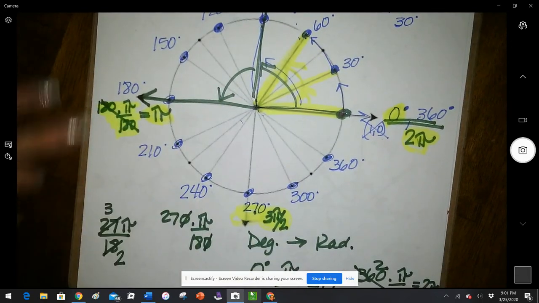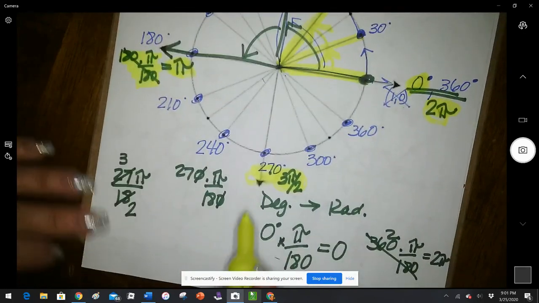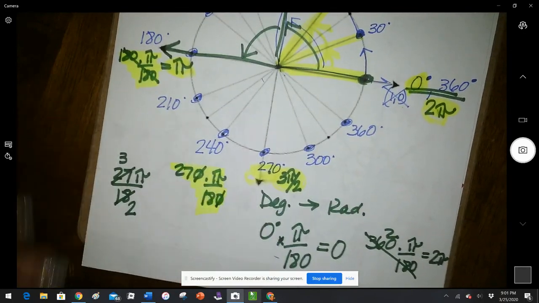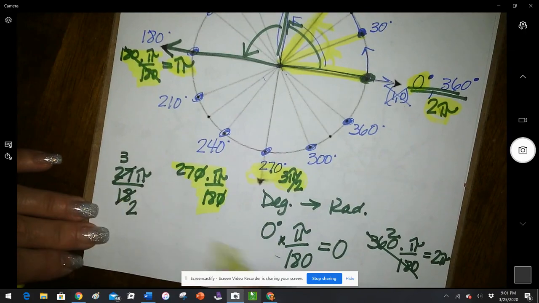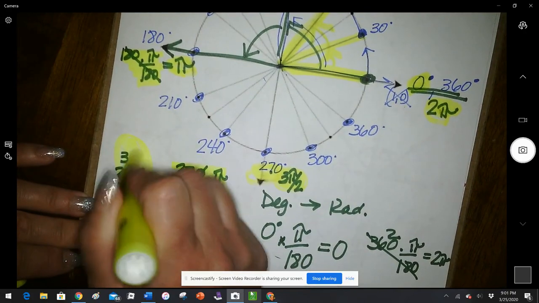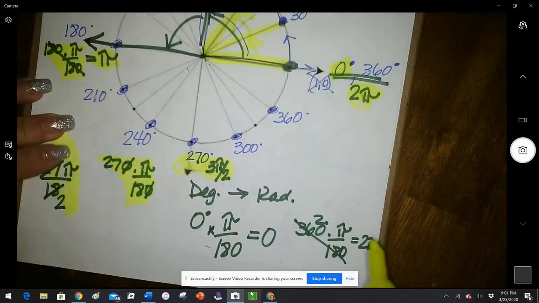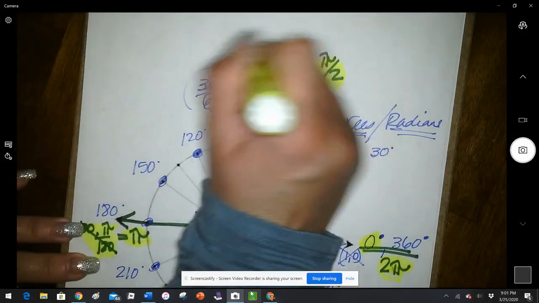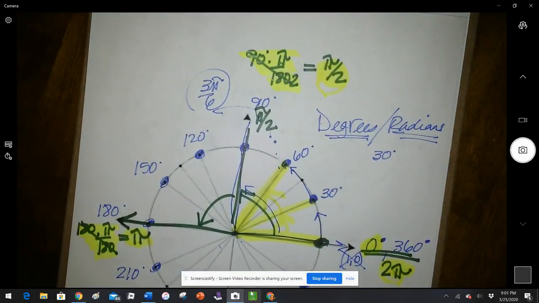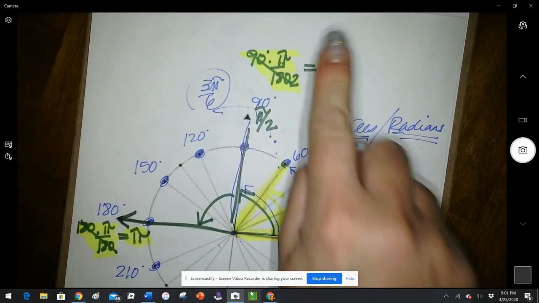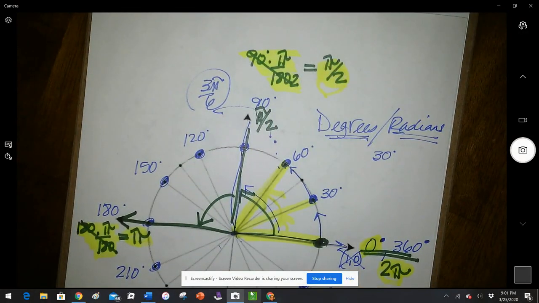So 180 times pi over 180, or 270 times pi over 180. It's much easier to just be able to count to get to 3 pi over 2. When you do 90 degrees, it's much, much easier. Instead of doing the conversion, it's much easier to go ahead and count to get your way around.